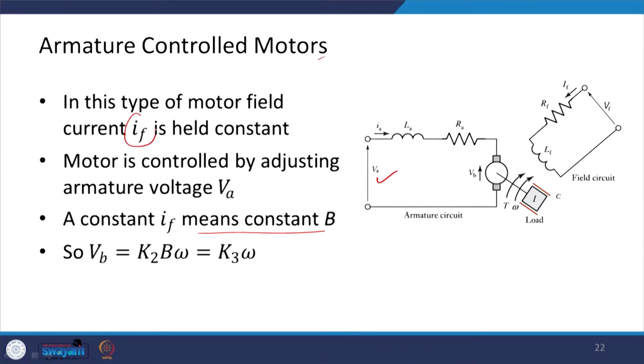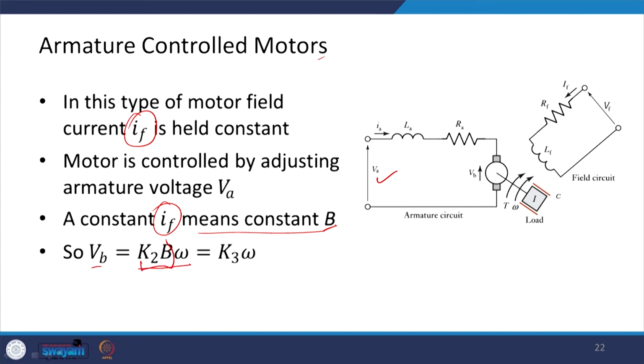A constant IF means a constant B, as I said, we are taking IF constant. So, our constant field current means a constant B. So, our VB is equal to K2 B omega, where B is constant.